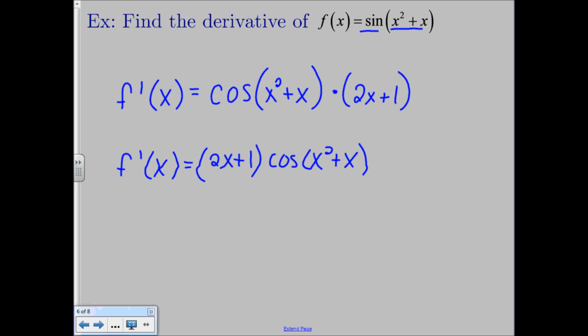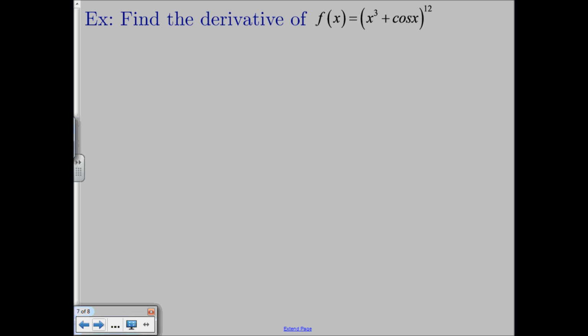Let's try one more, and hopefully this is starting to make a little bit more sense. I think we actually have two more. Okay. So for this next one, we're going to find the derivative of f of x equals the quantity x cubed plus the cosine of x, all raised to the 12th power.